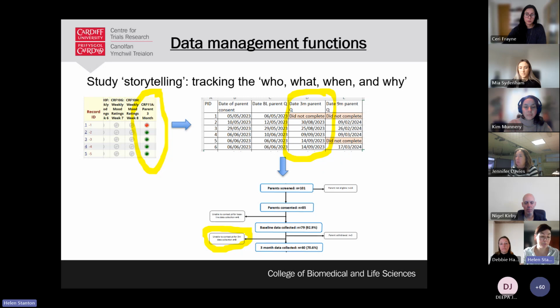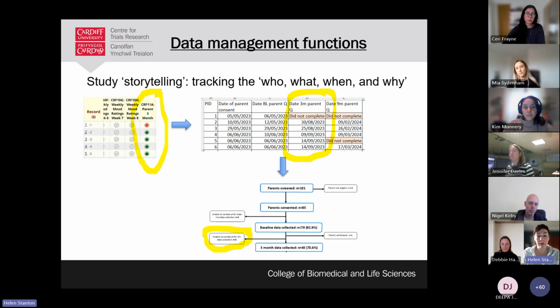And so my example here is the collection of 3-month questionnaire data from participants. And we've processed this as data managers by transcribing which participants have completed their 3-month questionnaire. And we do that by using the date questionnaire completed as a proxy for whether there is any data present. And so this is a quick and effective way to quantify completeness, which can then be plotted on a chart, as you can see at the bottom of the screen, which allows us to see at a glance whether the 3-month data collection is going as expected.